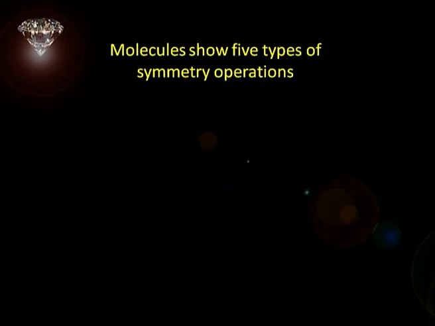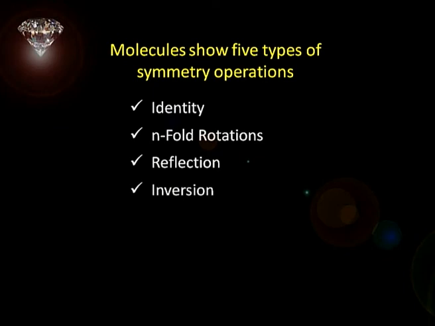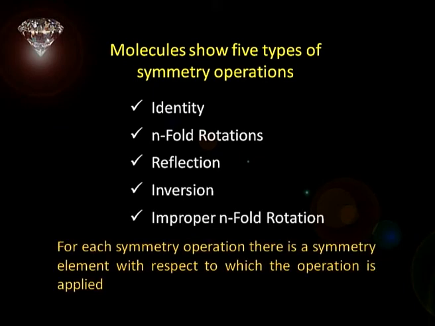Now, typically in the case of molecules, there are 5 different types of symmetry operations possible, and they happen to be identity, I will explain each one of them one by one, n-fold rotations, the reflection, inversion, and improper n-fold rotation. And for each of these symmetry operations, there is a symmetry element on which the symmetry operation is performed. Let me take each one of these operations one by one.